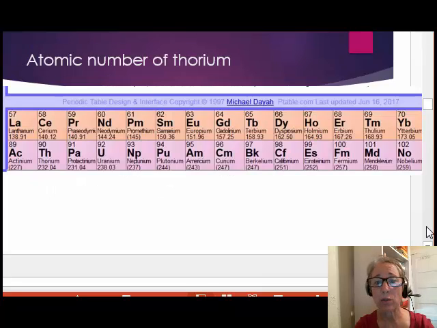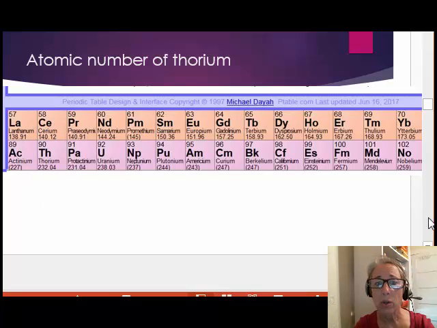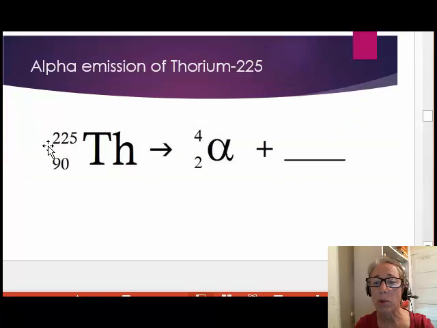To write the equation for the alpha emission of thorium-225, we need the atomic number of thorium. We find thorium in the actinide row, and it has an atomic number of 90. Thorium with a mass number of 225 written on the top and an atomic number of 90 written on the bottom. We write the symbol for thorium, capital T, lowercase h, to the right of those numbers. And then that is on the left-hand side of the arrow.